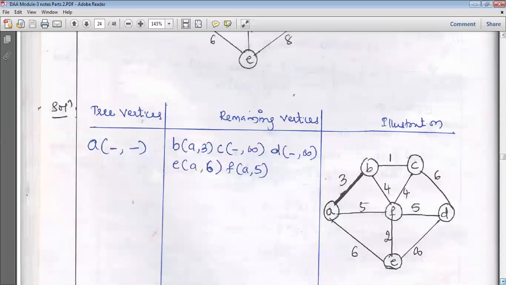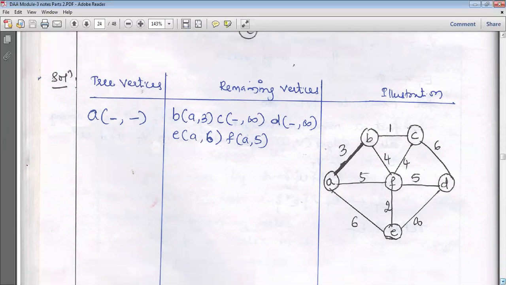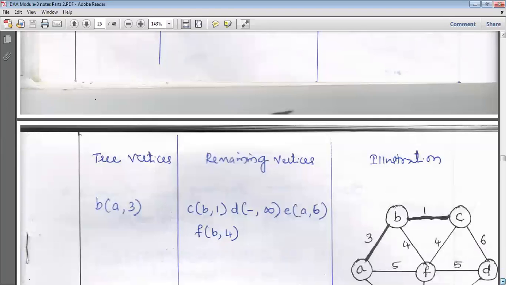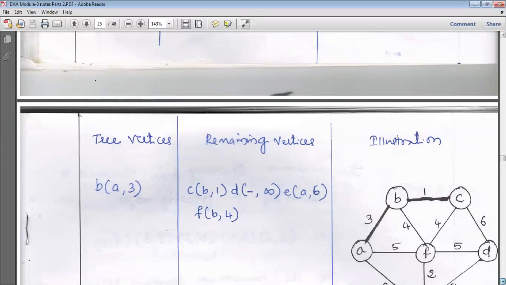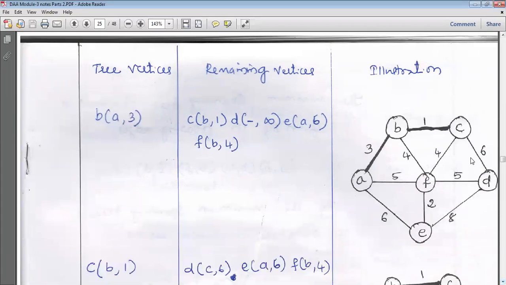So in the first step, we started with an arbitrary vertex A. This vertex B has been added with an edge 3. Edge cost on this edge is 3. So in the next step, whichever vertex is added, that we will take. Here we have added this vertex to the spanning tree. So B of A comma 3. So now A is done. Now from A to B we have reached. In the next step, the remaining vertices are C, D, E, F, because from A already we have calculated.